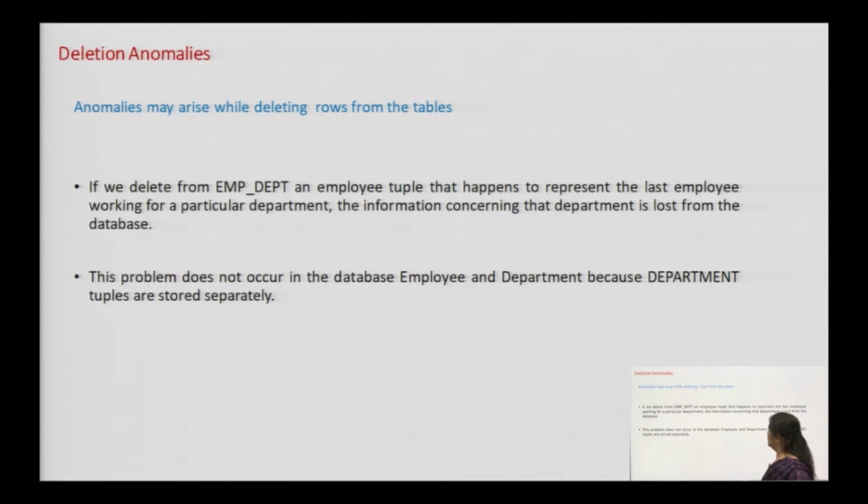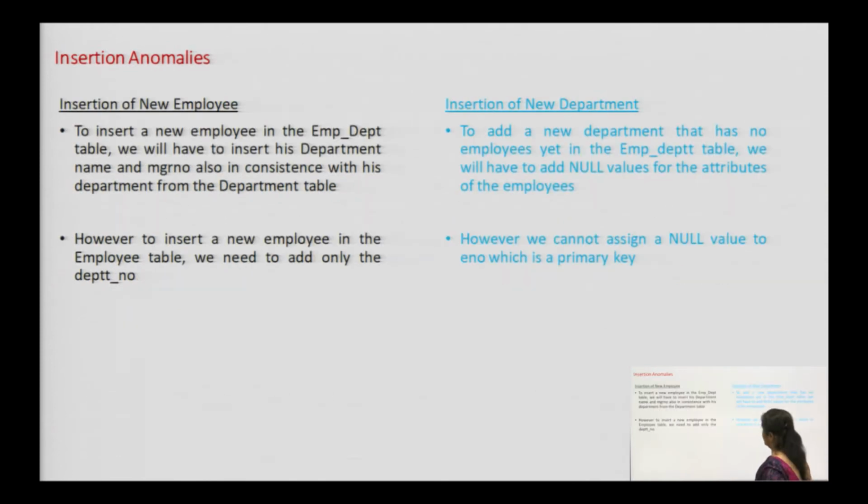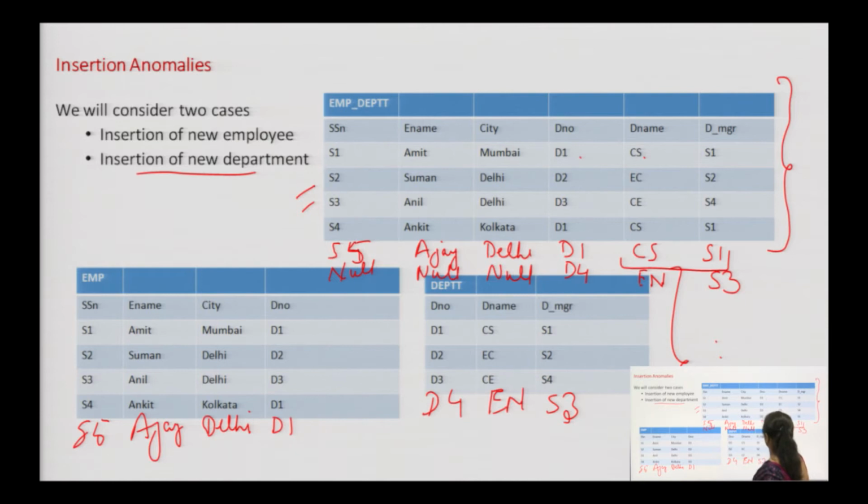If we delete from employee department and employee, let's say I want to delete the employee S3 from here. What happens? I delete this. D3 is also deleted. Why? Because S3 was the last employee in the department D3, and we have deleted the record for S3. That means in our database, S3 is no longer existing.